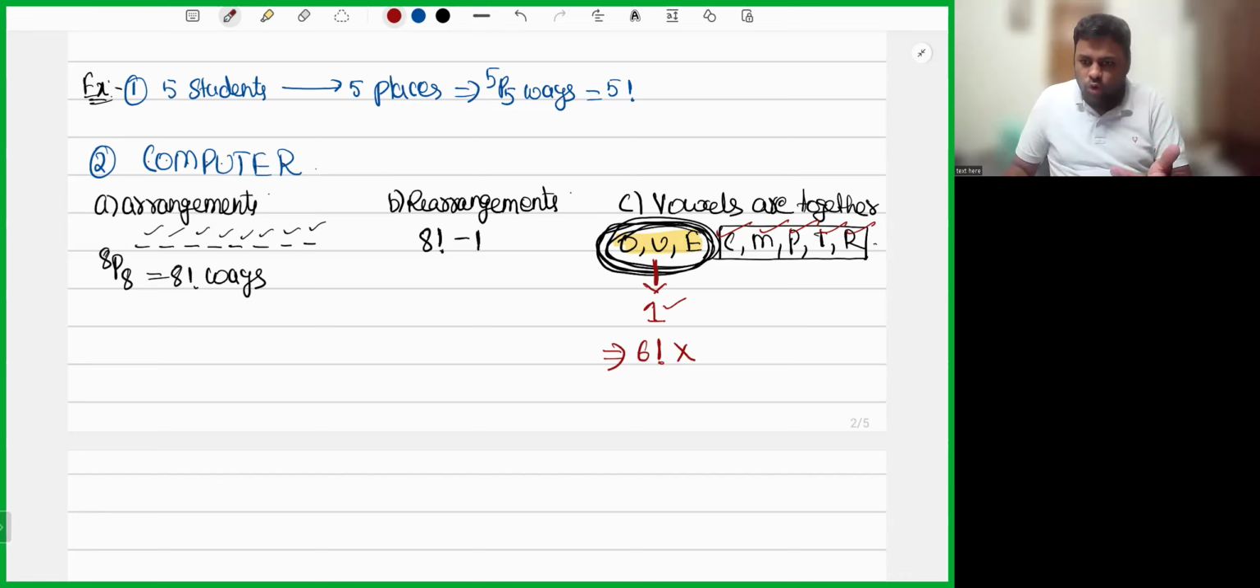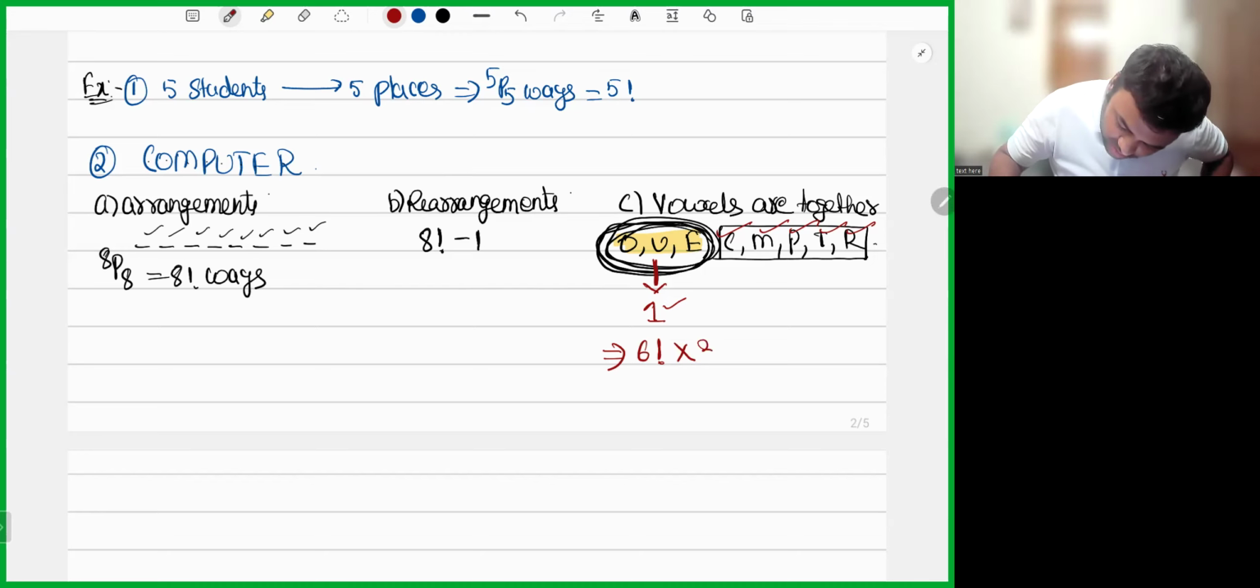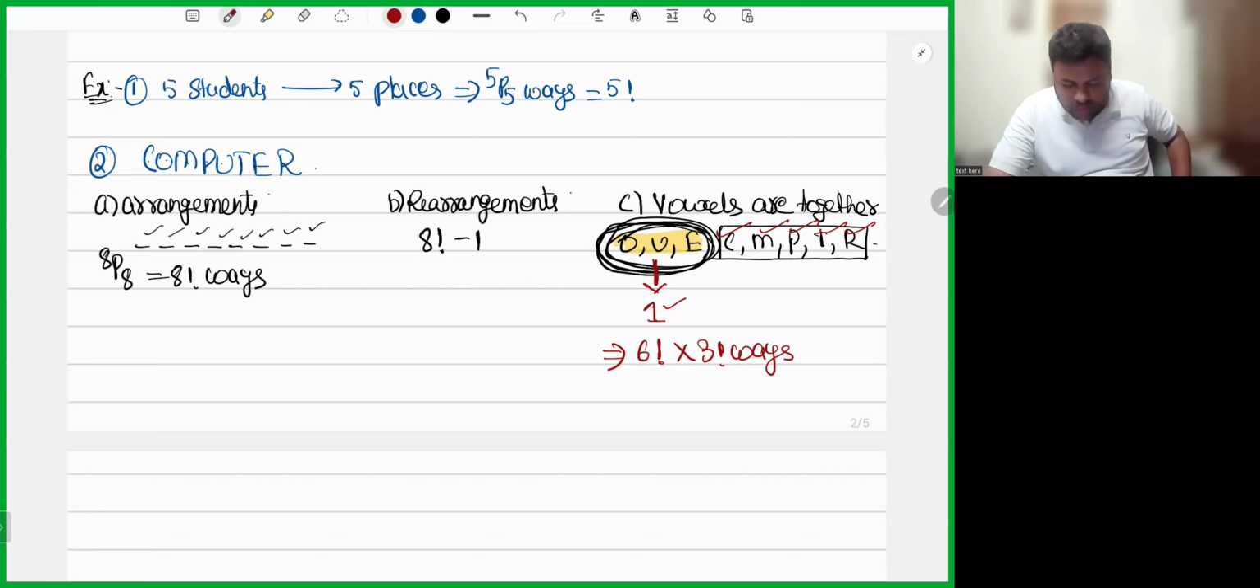Now he is telling vowels are together, but he didn't tell in which position they are together. So can I say O, U, E, 3 can interchange among themselves? Yes, sir. How will they interchange among themselves? They will come outside first and then they'll interchange. 3 things interchanging among themselves will be 3 factorial ways. So I hope first 3 concepts are together.